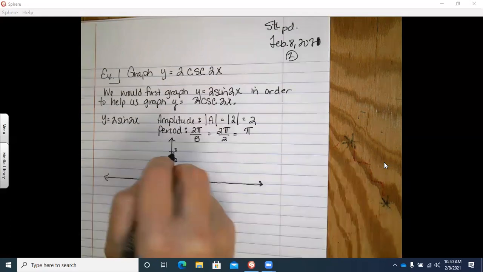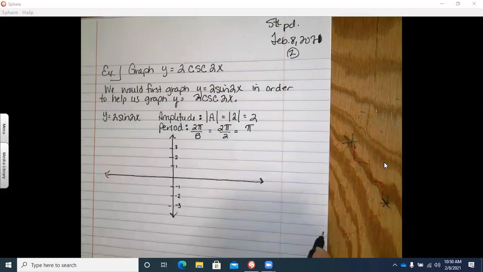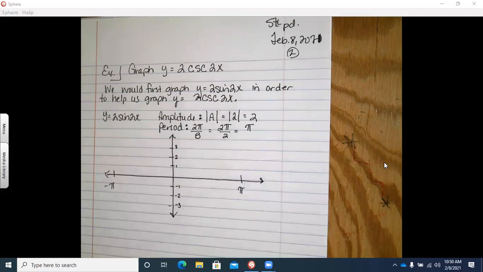It did not say graph 2 periods, but I'm just going to do it so we can see more of the graph. And so I have 2 periods here. Remember, when you're graphing sine and cosine, each period you divide into 4 equal sections, right? So I've got 2 periods, so I'm going to have 8 sections, but let me just look from 0 to pi first.